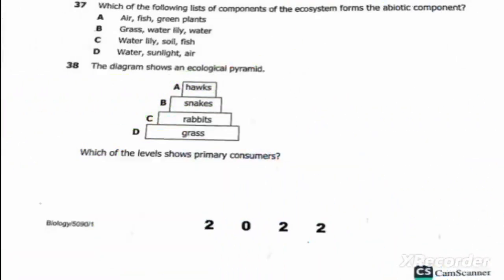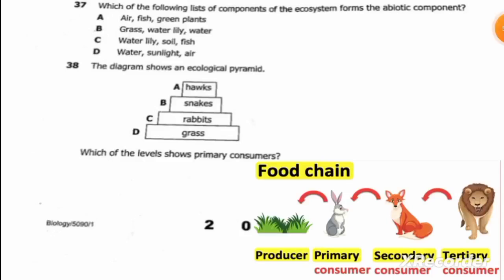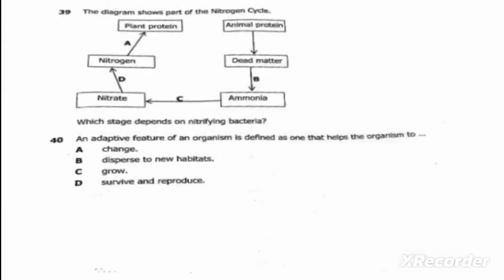We move on to the next question, which is question 38. The question reads, the diagram shows an ecological pyramid. Which of the levels shows primary consumer? Okay, so we have seen the producer, the primary consumer, the secondary consumer, and the tertiary consumer. So in this case, our primary consumer is rabbits. So rabbits are primary consumers.